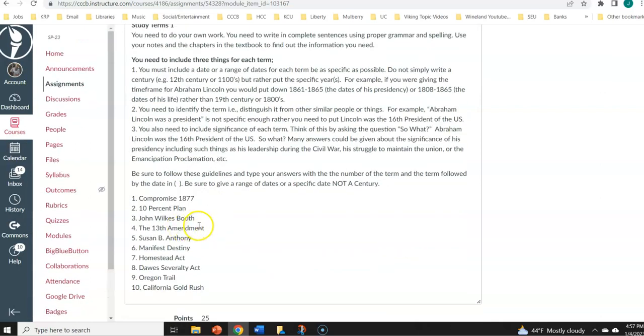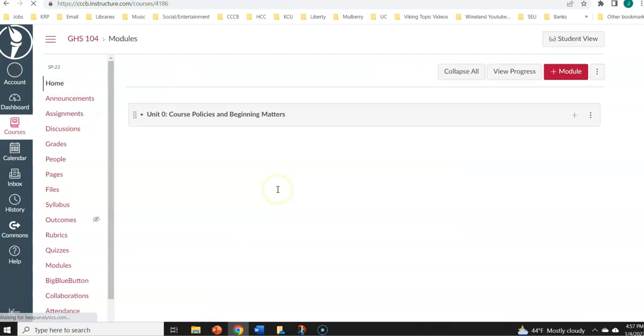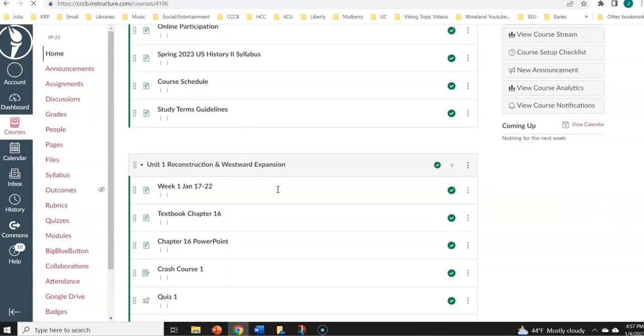All right, so here you've got John Wilkes Booth, Susan B. Anthony, Oregon Trail. So some of these are ideas, some of them are events, some of them are places, some of them are laws or other things that were passed. Okay, so what you do, follow that guideline, type it up, and upload it in Canvas, and I will take a look at it. Okay, what else?